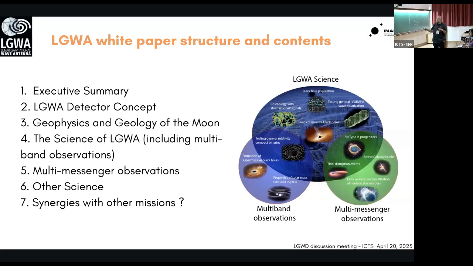So having all that in mind, this is the basic structure that we have in mind with the contents that we should put in our white paper. So having an executive summary describing the LGWA detector concept, going more in detail with geophysics and geology of the moon, describing the science that we can do with the LGWA, going more in detail in multi-messenger observation, focusing also on other science that we can achieve, and maybe a final, let's say, chapter that looks more in detail at the synergies with other missions.